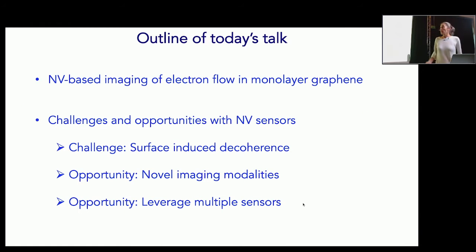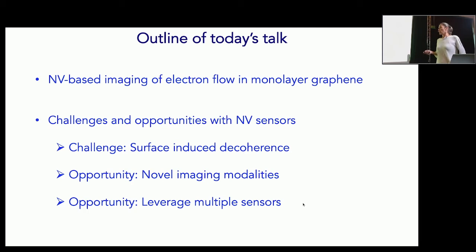This is a brief outline. I'll tell you a bit more about our NV-based imaging of electron flow in monolayer graphene. And then at the end I'll give a quick highlight of some of the challenges and opportunities that I see with NV sensing. One of the challenges will be surface-induced decoherence. When you bring an NV sensor near a surface, surfaces are notoriously messy, and that causes some undesirable effects, but we've come up with some ways to mitigate that.